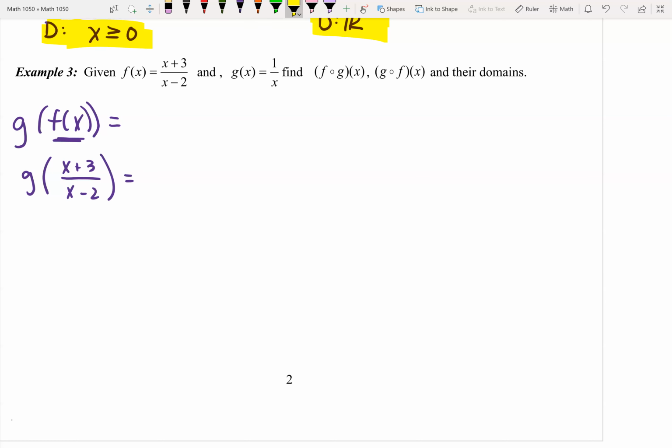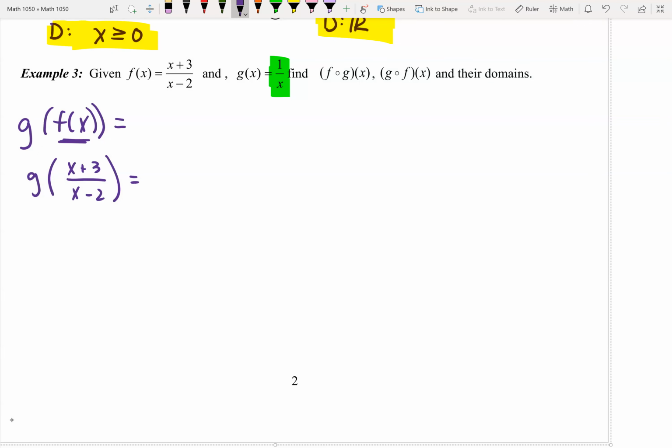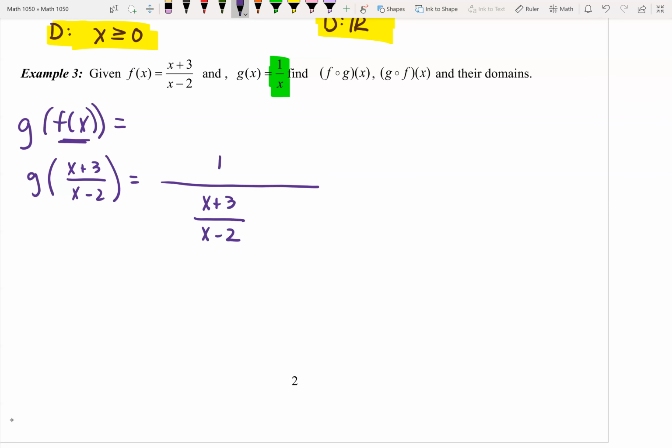Go into this g of x, which is right here, highlighted in green. You guys, listen, and this is important. Do you see the division bar that's in the g of x? It's 1 over. That's the main division bar. So I'm going to make the main division bar very long. So I'm going to go 1 and then a very long division bar. And then underneath, I put my x, which is now x plus 3 over x minus 2. You see how exaggerated that is?